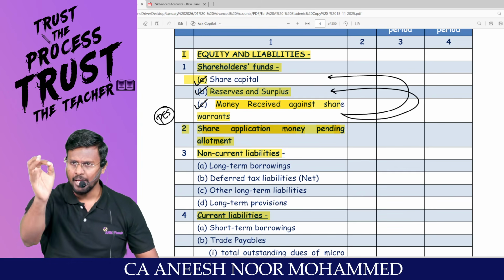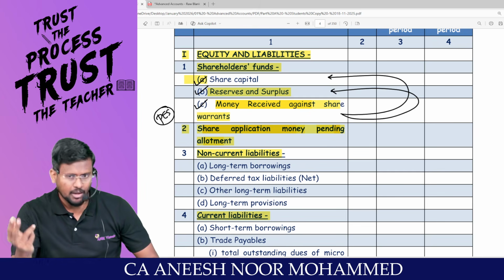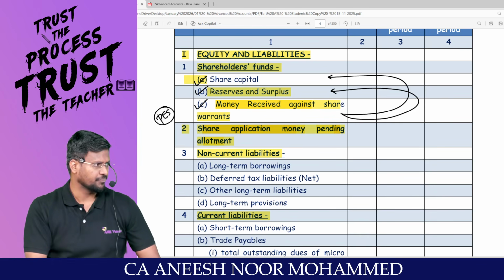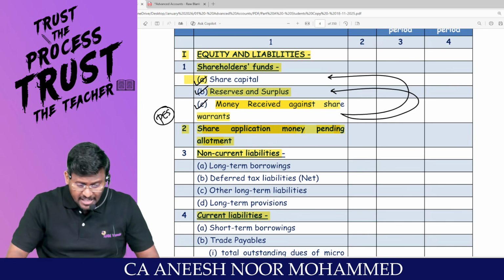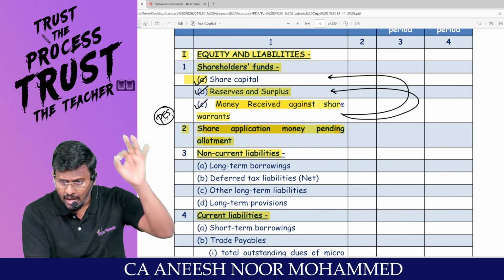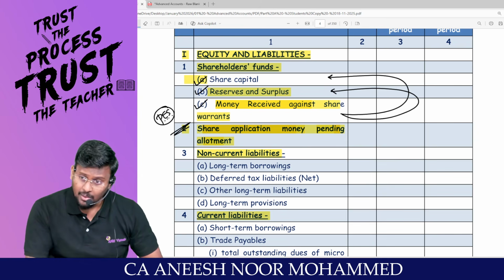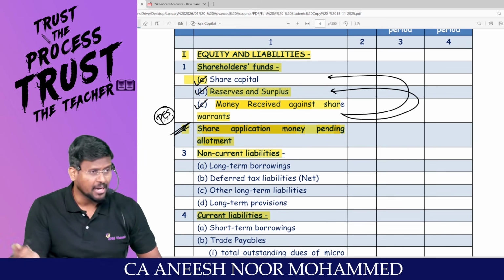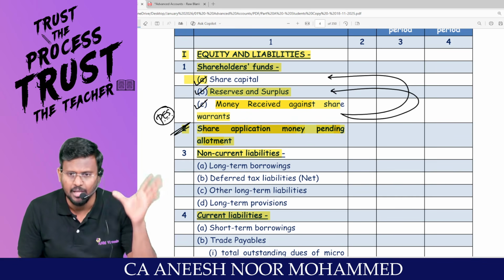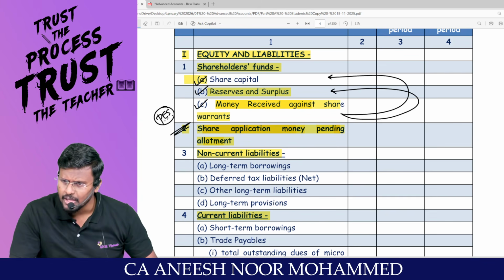It comprises A, B, C. What is A? Share capital. What is B? Reserves and surplus. What is C? Money received against share warrants. Right? These are potential equity shares, which means in future they will become share capital. Whereas these people want to be shareholders, but the company has not allotted the shares. Who are those people? Share application money pending allotment. Right? That's it. Till now, we were talking about the shareholders of the company.